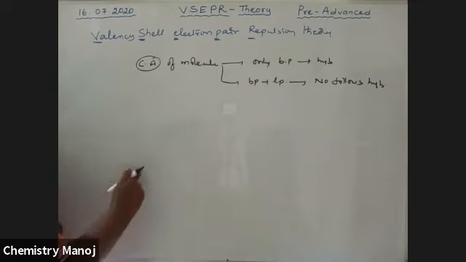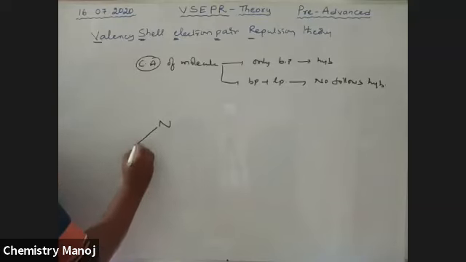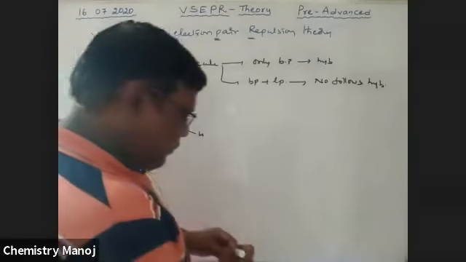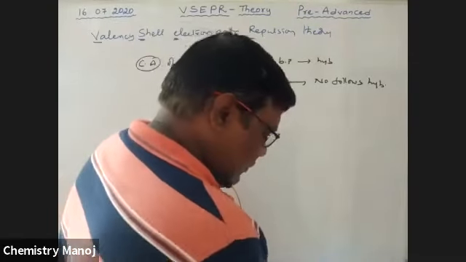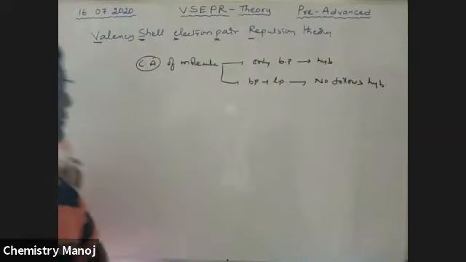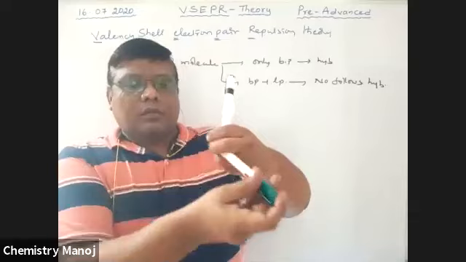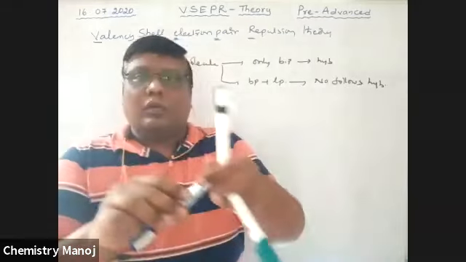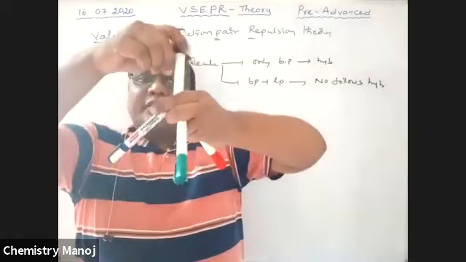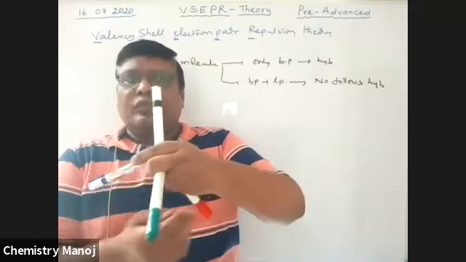So here, next point, see here. Let us take an example. With the example, I am explaining the concept, NH3. So listen carefully. This is a tetrahedral structure, our sp3 molecule.